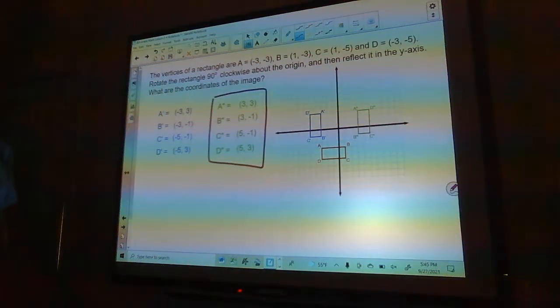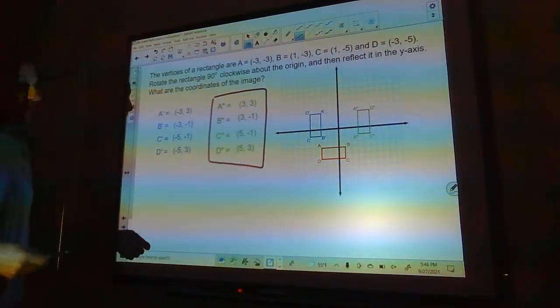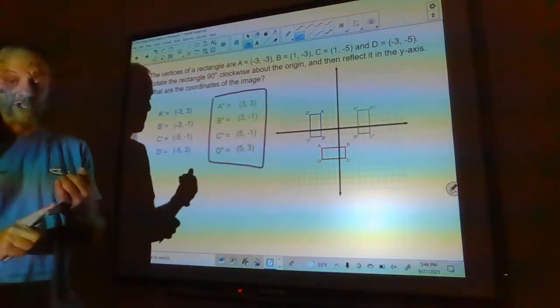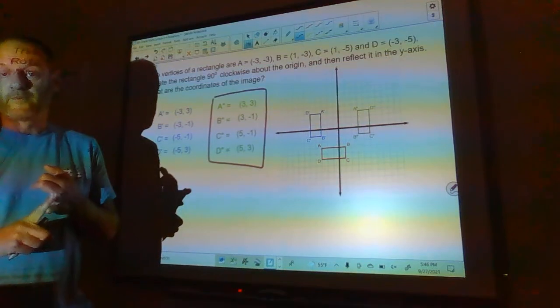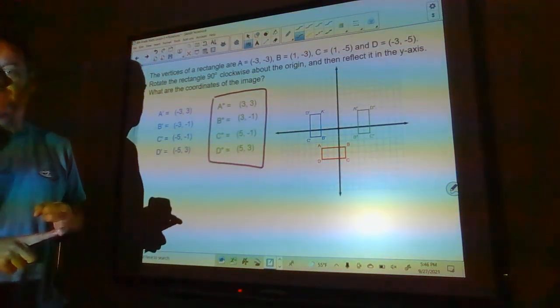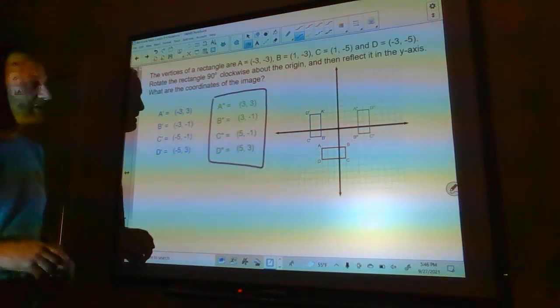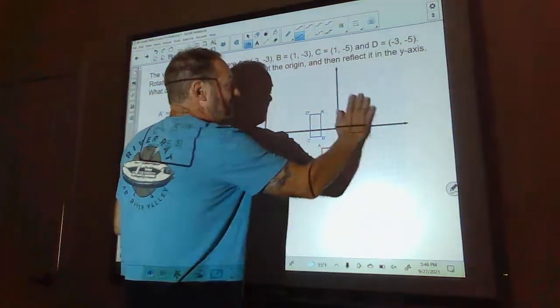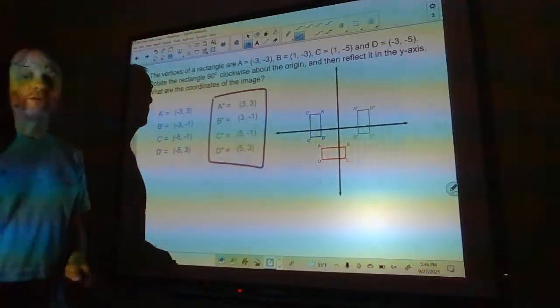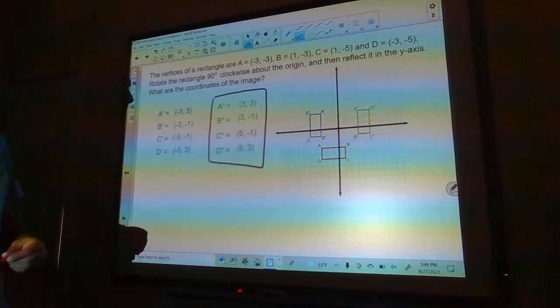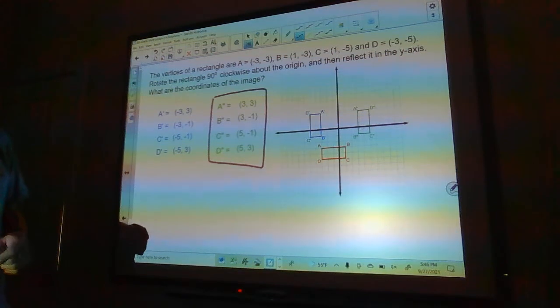Okay, because I had to do two different transformations on this. Notice it's exactly the same shape, because rotations and reflections do not change the shape of anything. Neither do translations. If I were to slide this somewhere else, I could figure out that coordinate, and I would have A triple prime, and so on. That would not change the shape either.